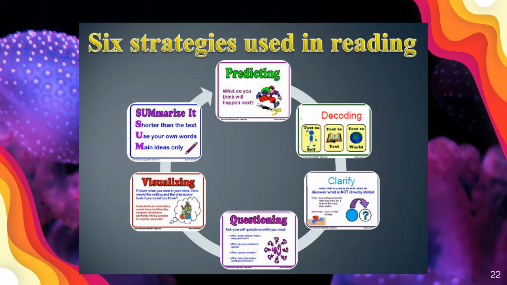So you start with predicting what will happen next, and you will start to decode, to understand the unfamiliar words, clarify, and question yourself during reading the text. Then you will visualize by looking for the tables, charts, and other things. Then you summarize. Normally summarization happens by writing the main idea using your own words.